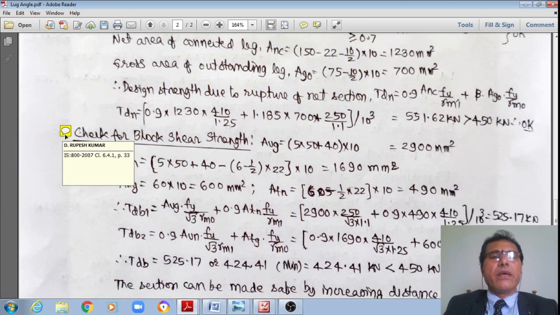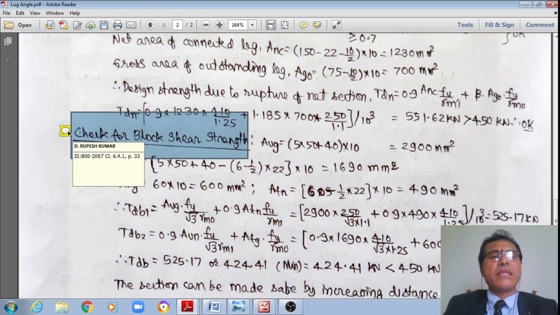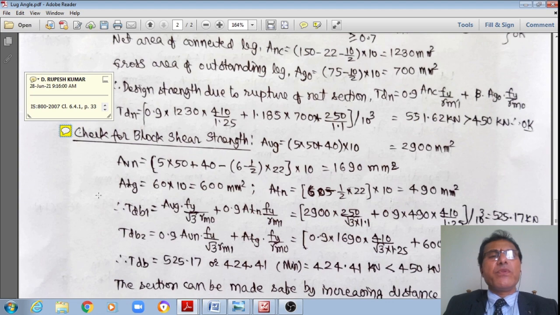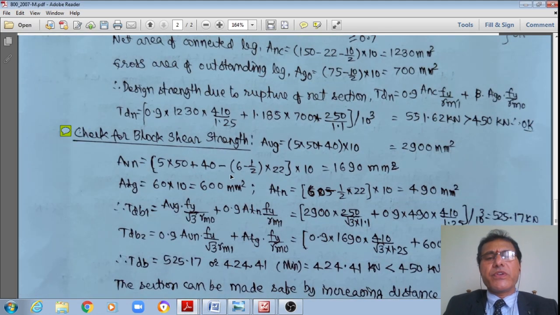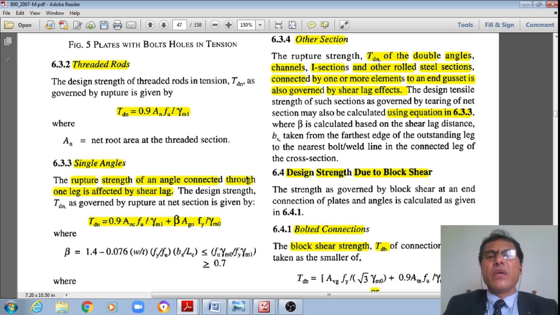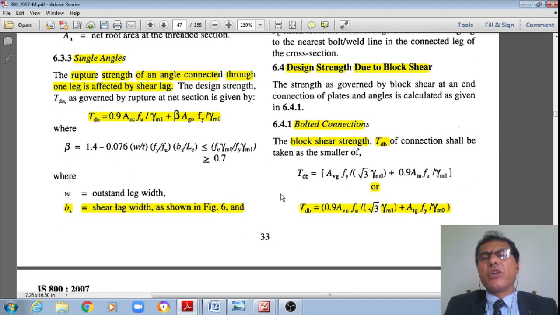Now let me also check the next one, the check for the block shear strength, as per clause 6.4.1, page number 33. Let me see that code specification at a quicker pace, student. This is how the design strength due to block shear for bolted connection is given. I do have the bolted connection now. Therefore, the block shear TDB is equal to AVG Fy divided by root 3 gamma M0 plus 0.9 ATN Fu divided by gamma M1, which is the first criterion.